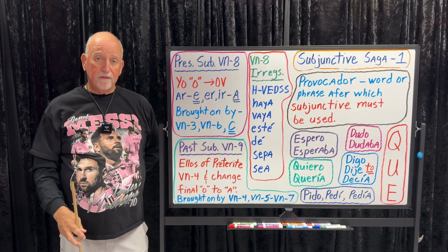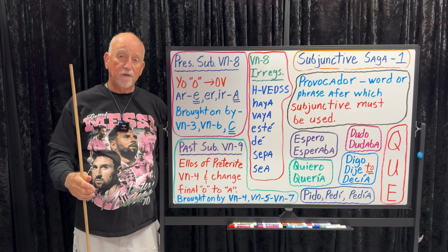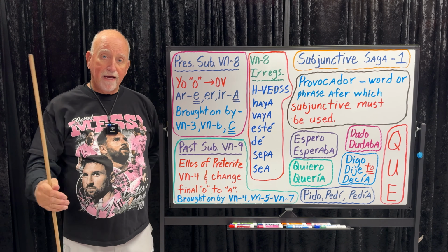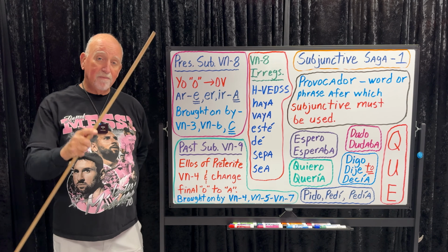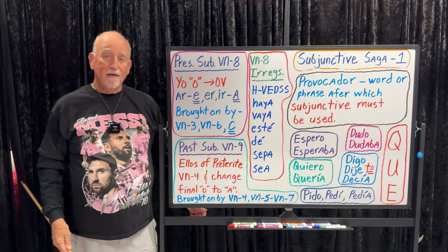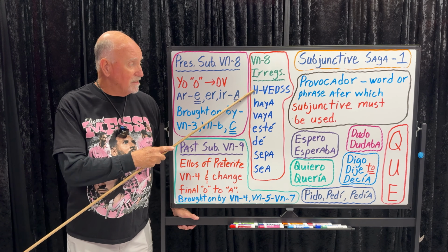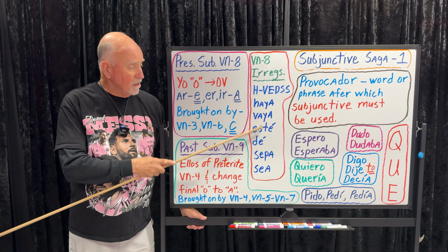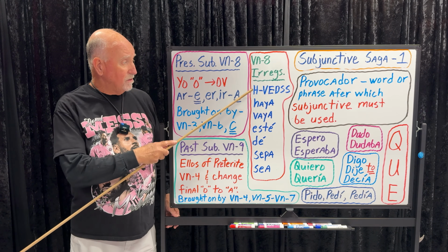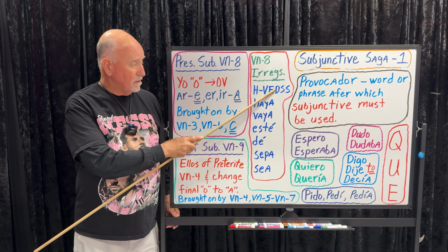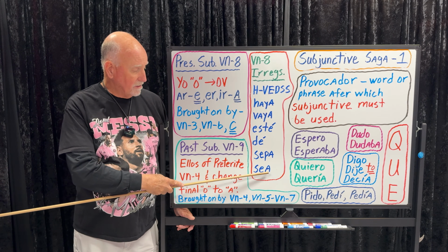Now there are some irregulars, right? But they're right here. You know, when somebody comes to your house to work on your air conditioning system or your heating system, they're an HVAC specialist. I like to come up with this term here, HVEDS. Remember Al Capone back in the gangster days in Chicago, right? The feds are coming, the feds are coming. Well, think of the word VEDS, feds, VEDS, and I put an H in front. Well, these are the irregulars. Why are these irregular? Because they don't end in O in the yo form of the present tense. So the irregulars for haber, ir, estar, dar, saber, and ser are haya, vaya, esté, dé, sepa, and sea.